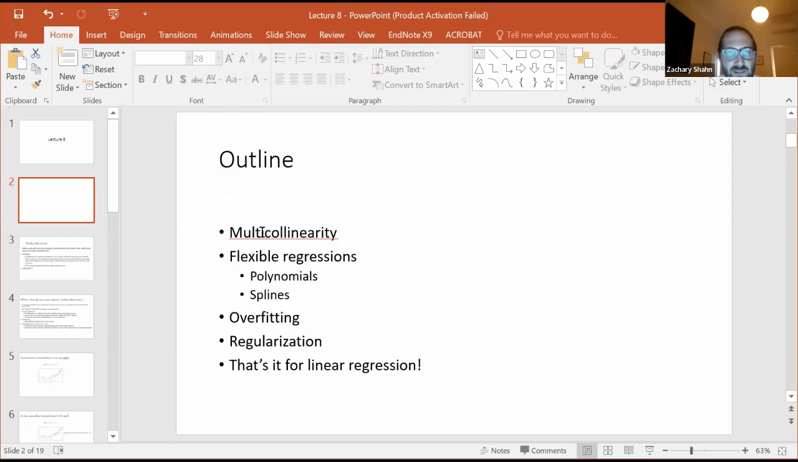We'll do some kind of find points and random topics in linear regression to wrap up. One is multi-collinearity, which is a long word for just when variables are correlated with each other and what issues that may cause or not cause. Flexible regression, so basically squiggly lines instead of straight lines, how to do that within the same framework using polynomials and splines. The problem of overfitting, and regularization as a way to deal with the problem of overfitting.